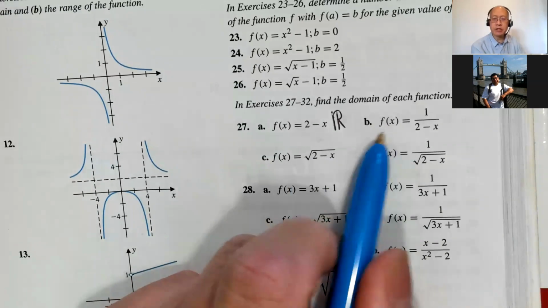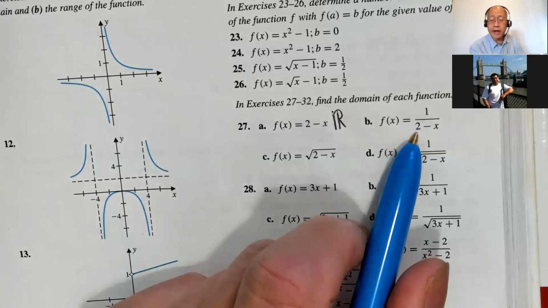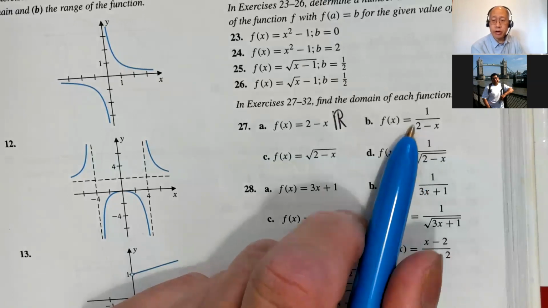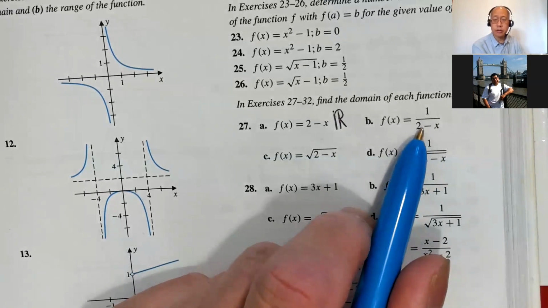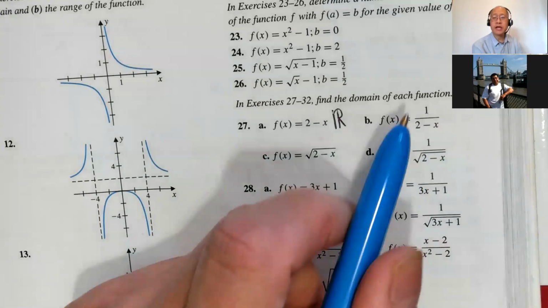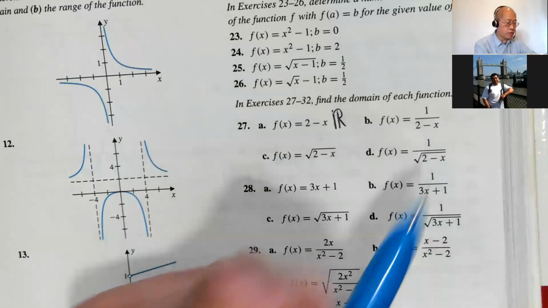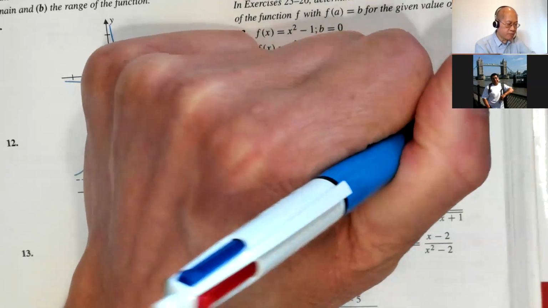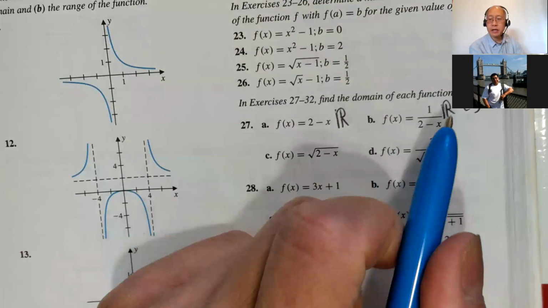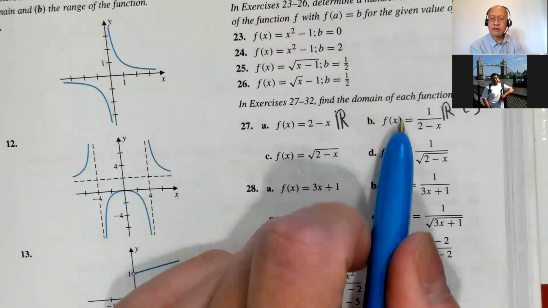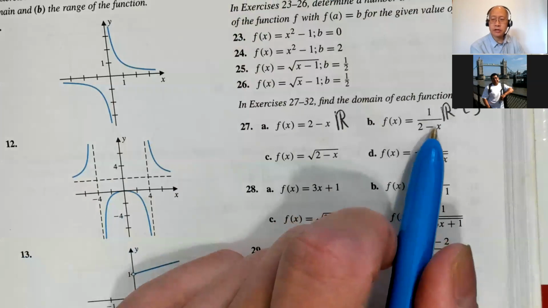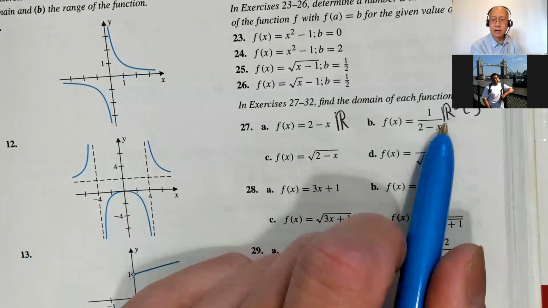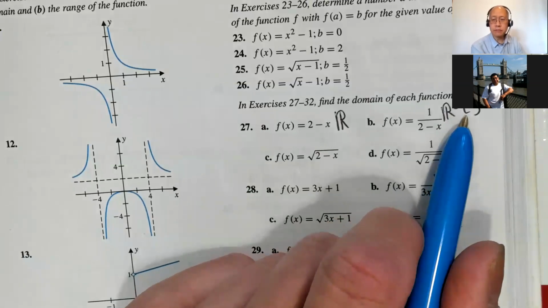B looks like the same thing, except the 2 minus x is in the bottom. Well, I know I cannot divide by 0. So what number would give me a 0 in the bottom? That would be 2. So you want to say all real numbers except for 2. Here's the way you write it: the funny looking R minus the set consisting of 2. So that would be the domain. You could also write negative infinity to 2, union 2 to infinity. I'm not even going to write it. That's so clumsy. It's a lot easier to just write all real numbers except for 2.